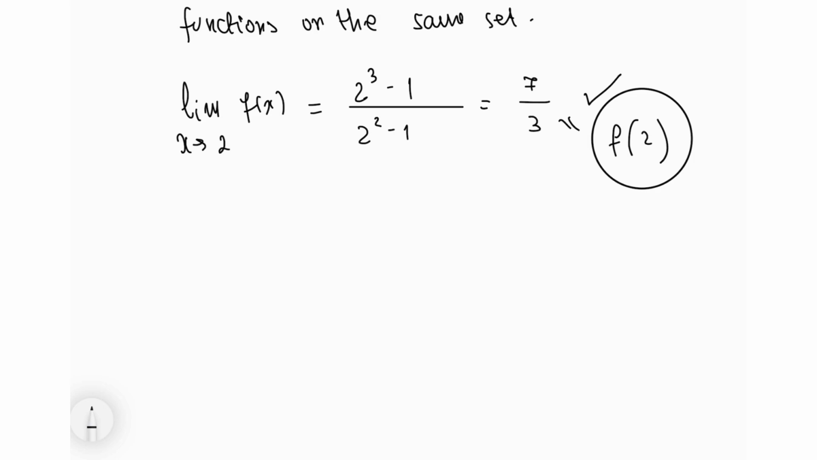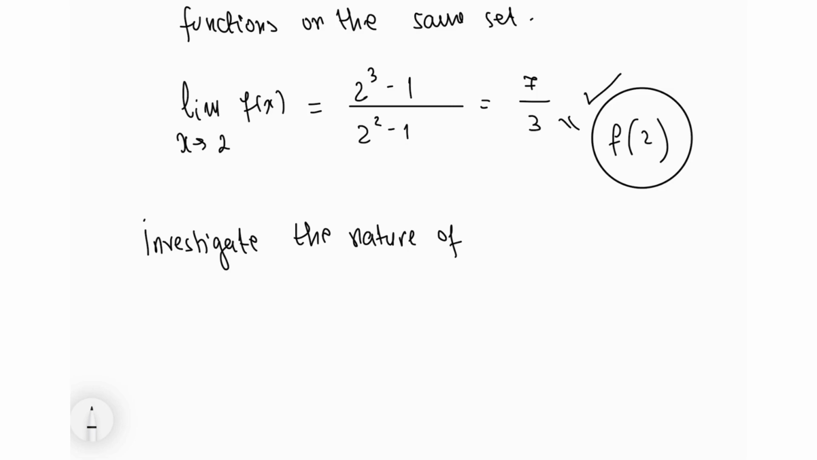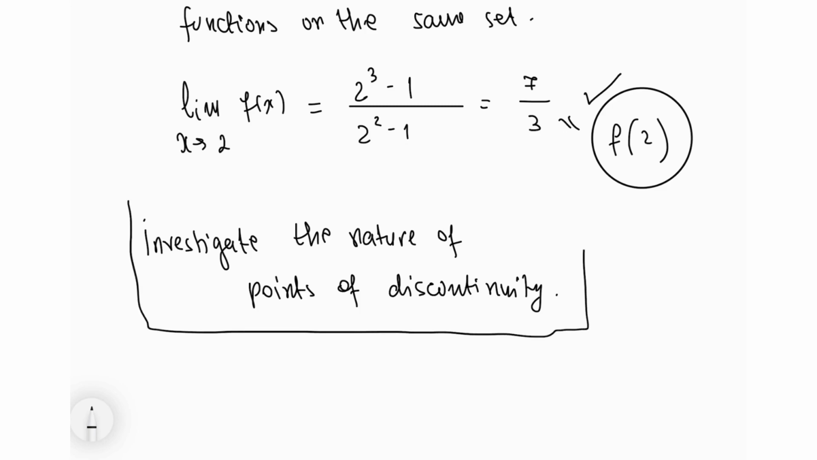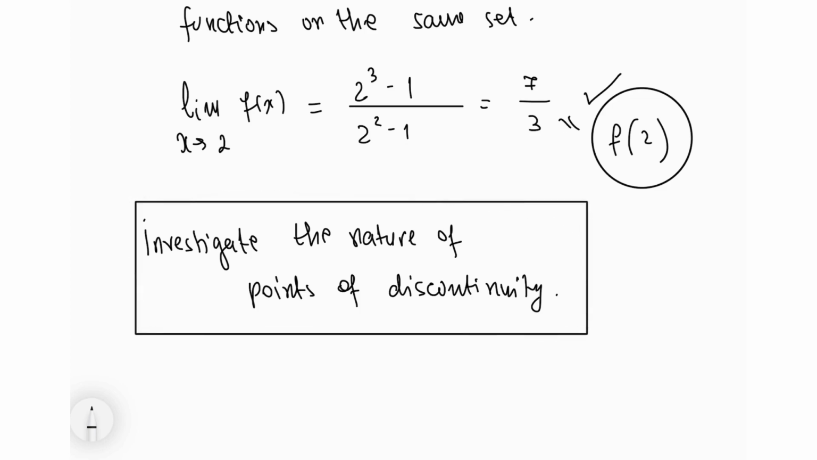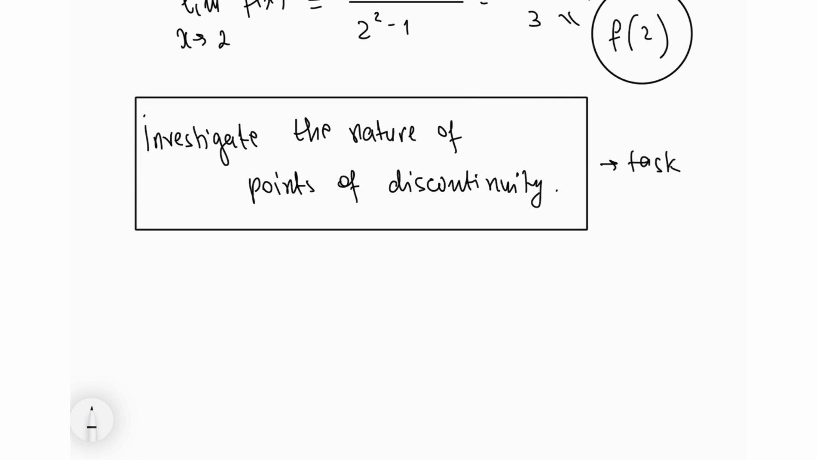So we are just going now to investigate the nature of the points of discontinuity. Okay, so that's the task now. And we have 2 points of discontinuity, 1 and -1. So case x equals, let's say, 1.